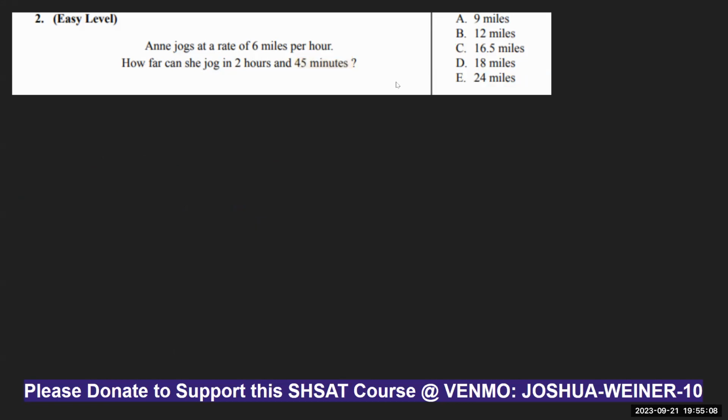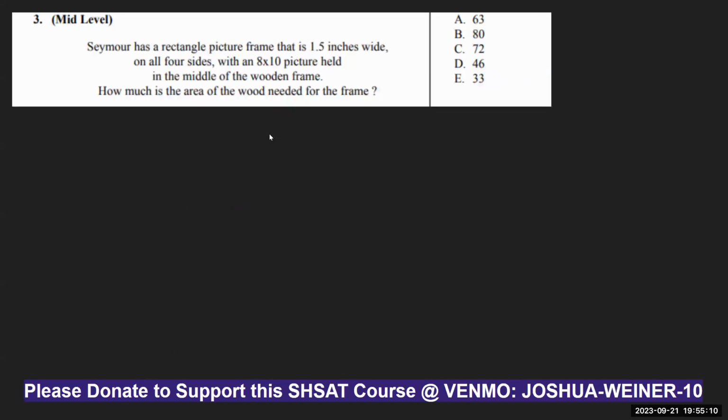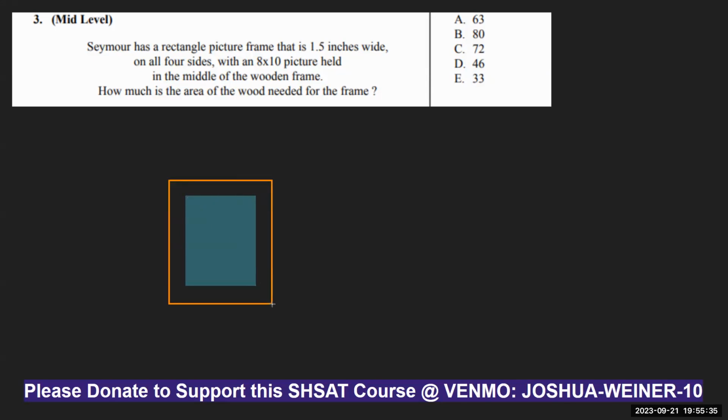All right, let's go to question number 3. Seymour has a rectangle picture frame that is 1.5 inches wide on all 4 sides, with an 8 by 10 picture held in the middle. How much area of the wood is needed for the picture frame? So we're going to draw the picture first. And then the wood frame that'll go around it has to be spaced 1.5 inches, like so.